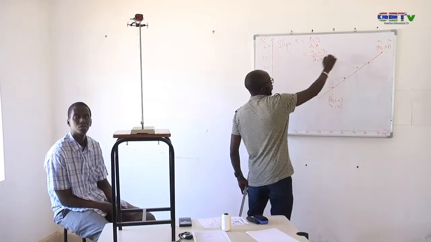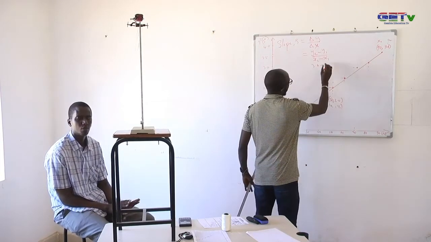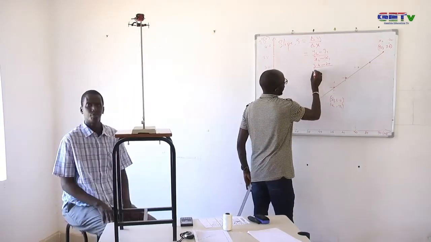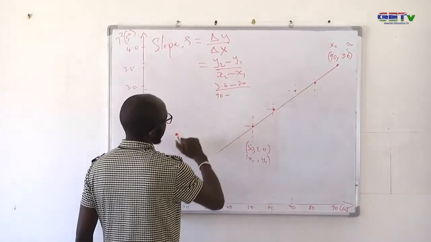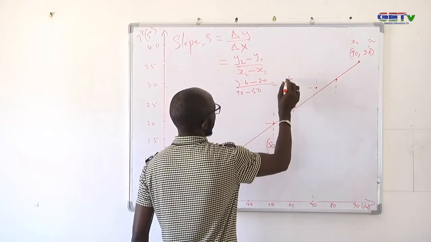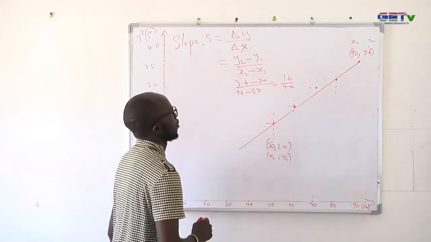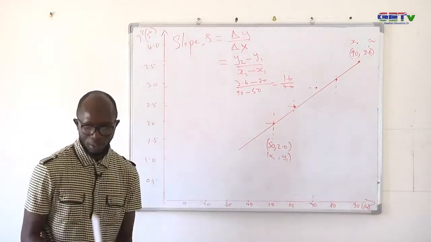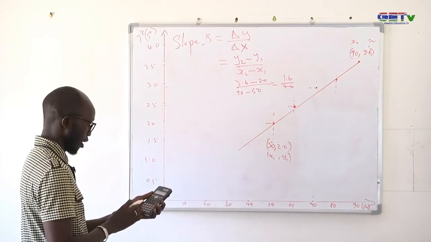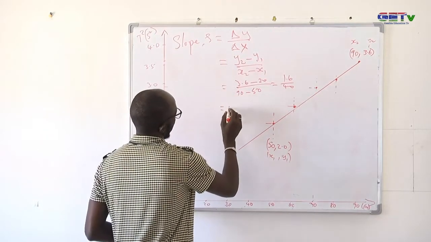So now if we take y2 as 3.6 minus, what is y1? y1 is 2.0. Divide that by x2, which is 90, minus x1. What is x1? x1 is 50. So we get 1.6 all over 40. If you take your calculator and punch 1.6 divided by 40, you get 0.04.